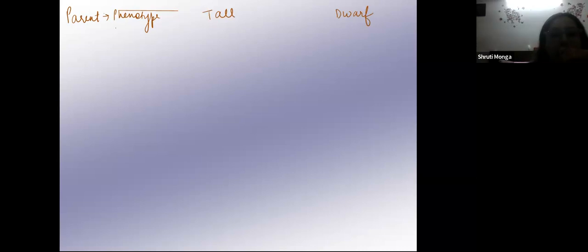Right. So monohybrid cross, the heading you can give on your own. So parent phenotype: one is tall, one is dwarf. Then parent genotype.